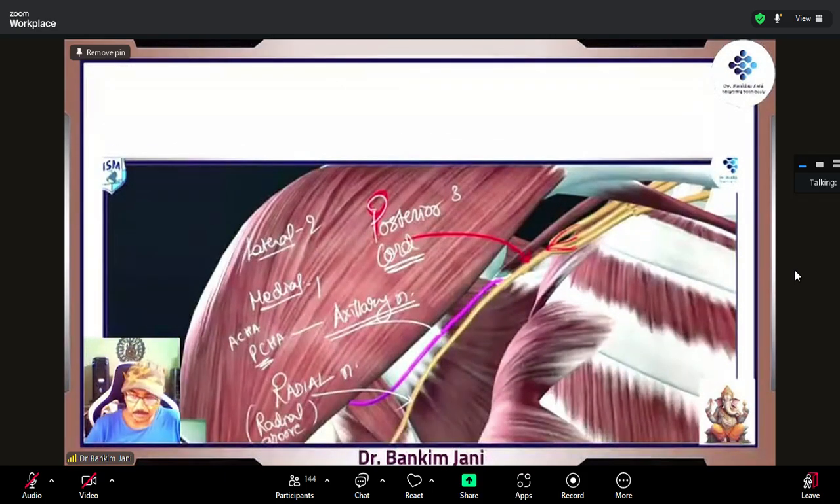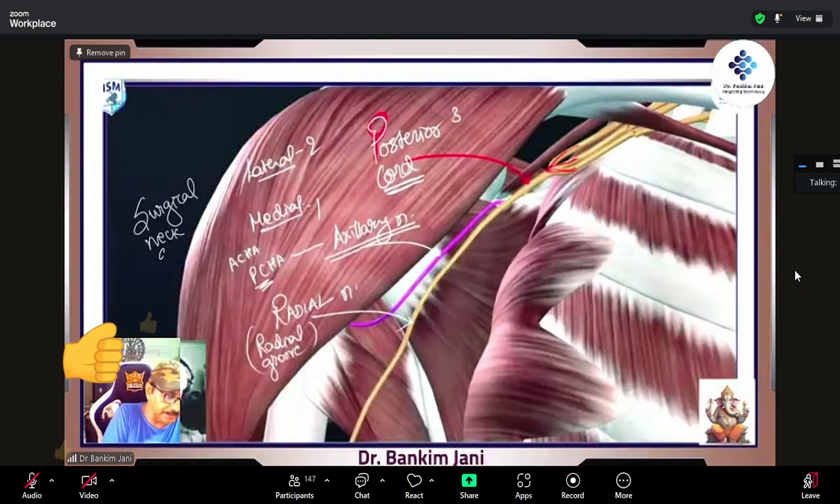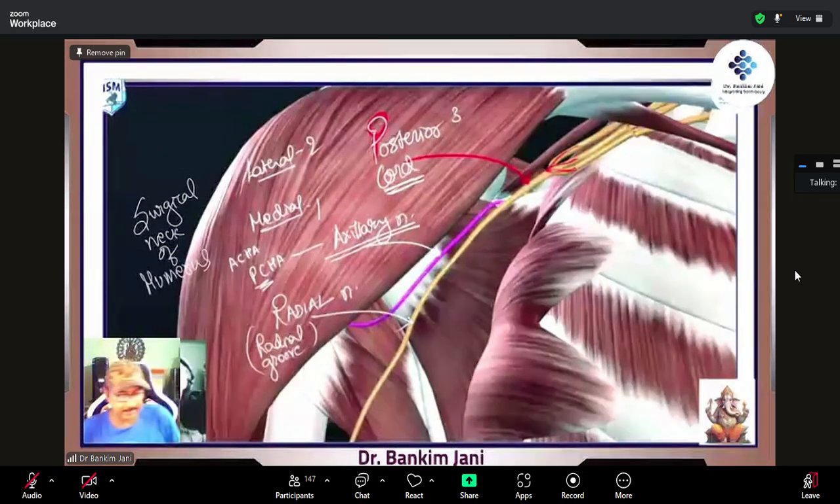Here it is a zoomed version. So that is the posterior cord, and here is the axillary nerve. This axillary nerve, as it proceeds further, will be going around the neck, and that is called the surgical neck. You remember this, right? We call that the surgical neck of the humerus, which is in the axillary region.